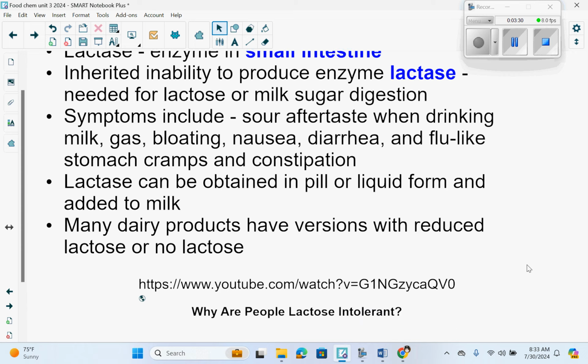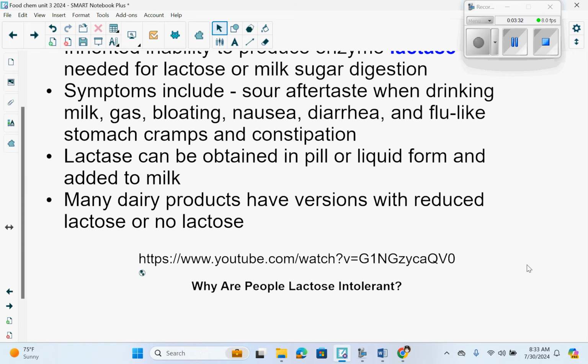Now, lactase can be obtained in pill or liquid form and added to milk, and there are many dairy products out there that have versions with reduced lactose or no lactose at all. And if you're curious, you can find out some more information in this video, which I will post.